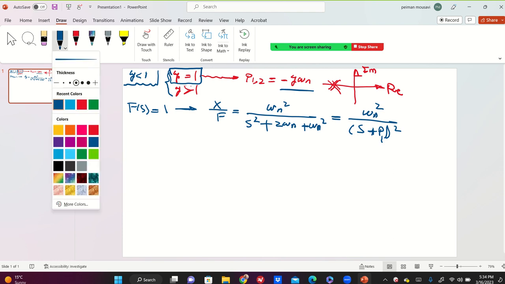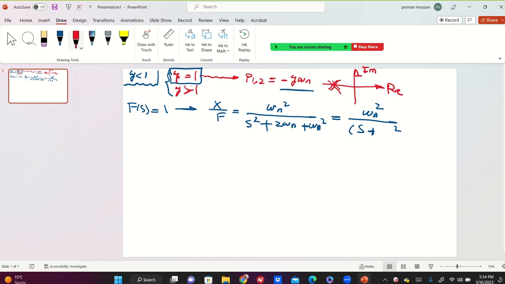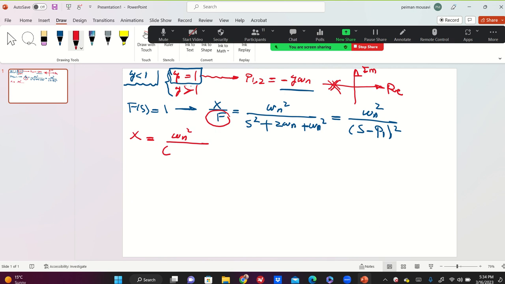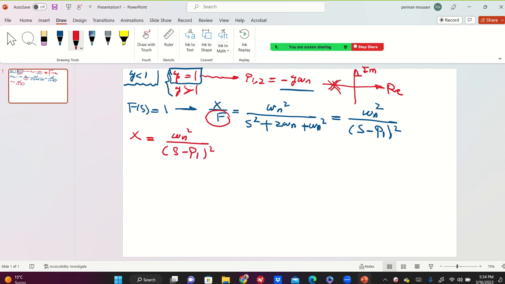You have to write it like this: s minus p1, or whatever, p2, squared, not plus. So we know that F is 1. Then you get X, the output of the system, being omega n squared over (s minus p1) squared.